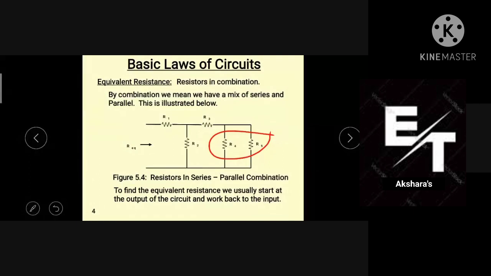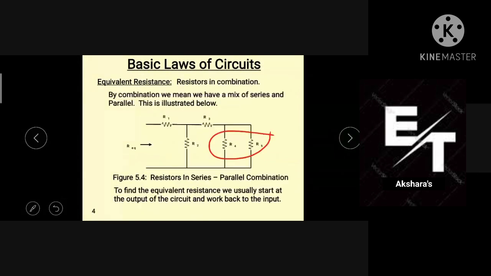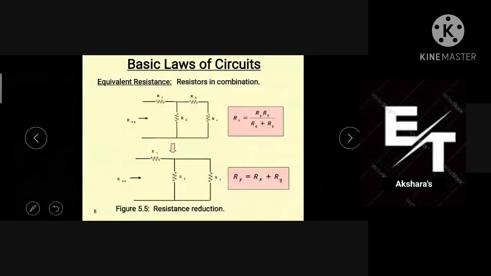We have another formula also for two resistors: R1 R2 by R1 plus R2. That is product by sum. This is the formula for which combination? Parallel combination for two resistors only, not for three resistors. In the given diagram, we only have two resistors. That's why I'm saying Rx equals R4 R5 by R4 plus R5.